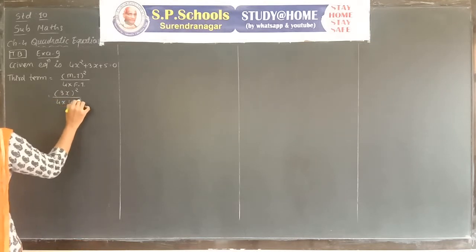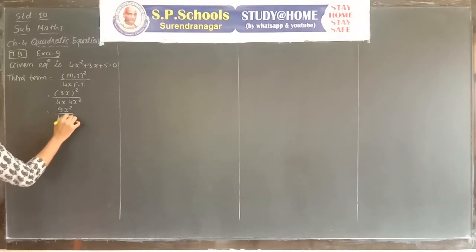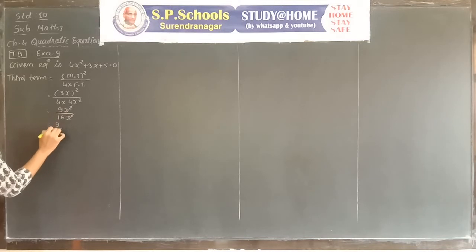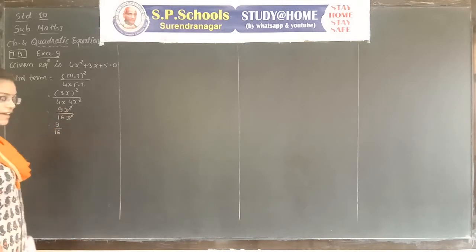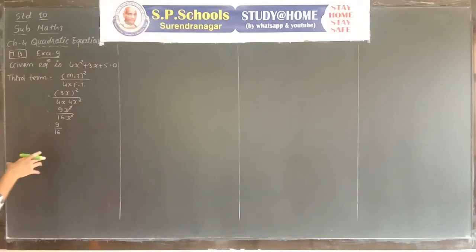The first term is 4x². 3 threes are 9x² upon 4 fours are 16x². The x² cancels and we get 9/16, which is our new third term, giving us the first three terms as a perfect square trinomial.